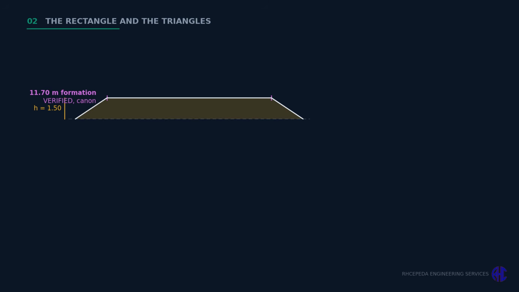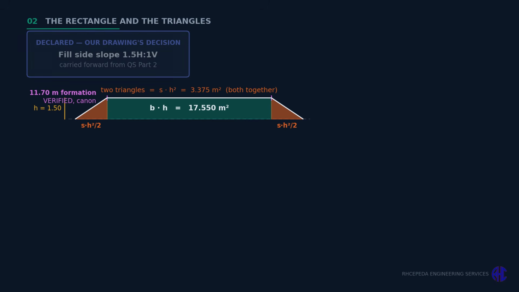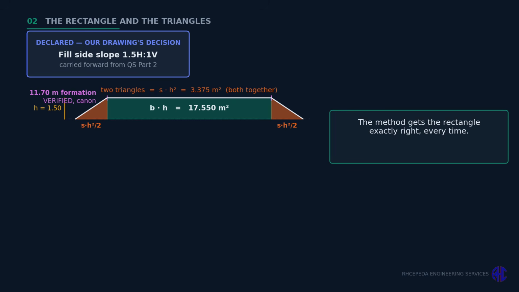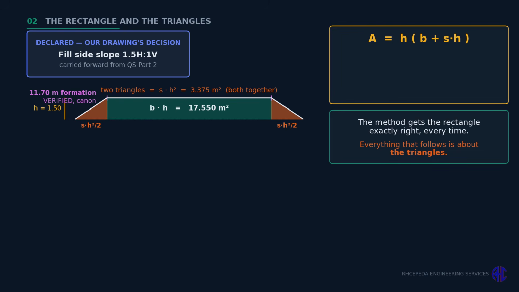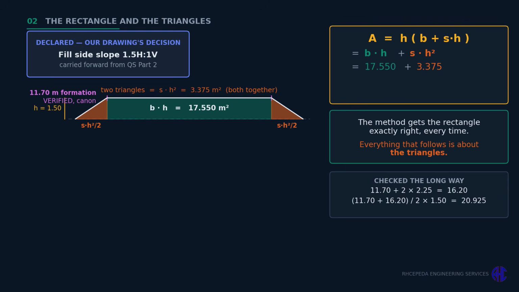Split the section, a rectangle, formation width by height, plus the 2 triangles the side slopes carve. The method gets the rectangle exactly right, every time. Everything that follows is about the triangles. Part 2's numbers, 11.7 wide, 1.5 deep, slopes 1.5 to 1. Area, 20.9 square meters. Toe at 8.1, Part 2's running total, from a formula it never showed.